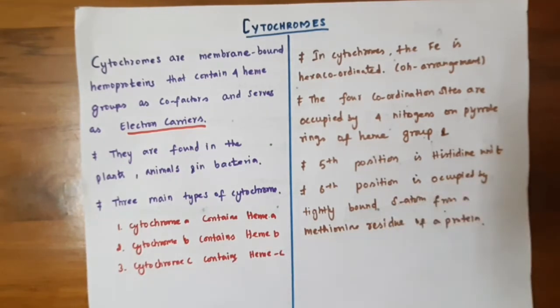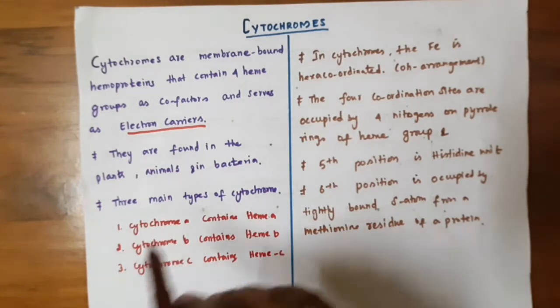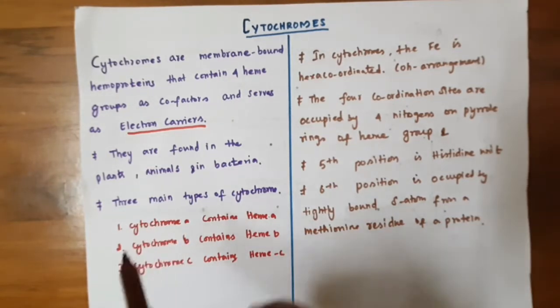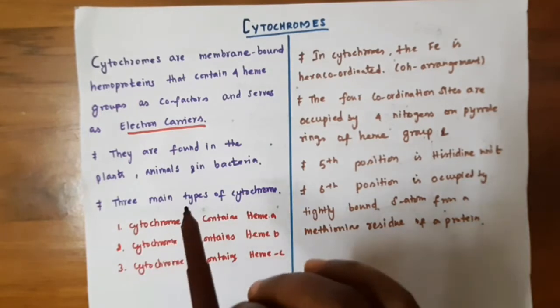As in hemoglobin, the hemoglobin contains the active site of iron 2 plus, which is coordinated to 4 nitrogen atoms of the pyrrole rings of the porphyrin molecule. The porphyrin is the macrocyclic ring present in the hemoglobin, and the fifth site is occupied by the histidine residue, and the sixth site is occupied by the dioxygen. So that was the structure in hemoglobin.